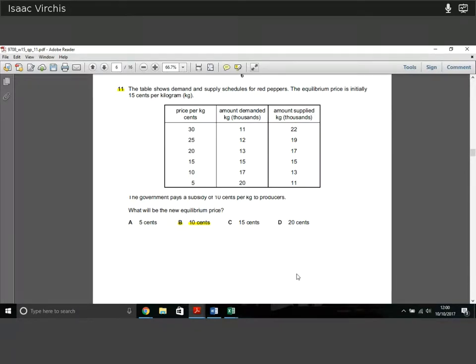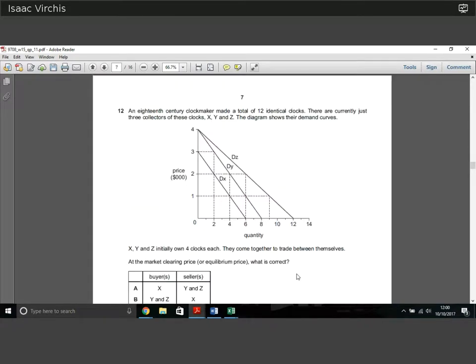I'm happy to go over that again if you've got specific questions, but the key information is the fact that the price charged to consumers is lower than the original equilibrium price, and the price the producers receive is higher because of the subsidy. And the difference is 10, that's the subsidy. That equilibrium, you're going to have 10 cents. Question 20 for a moment.